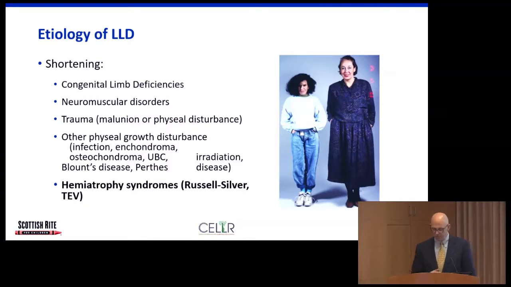Hemiatrophy syndromes. The young lady that you see in the right-hand picture has Russell-Silver syndrome, so they are of a small stature, but they will also have hemiatrophy. So one side will be shorter than the other, right, and smaller than the other. The TEV, I suppose I should have written that out.